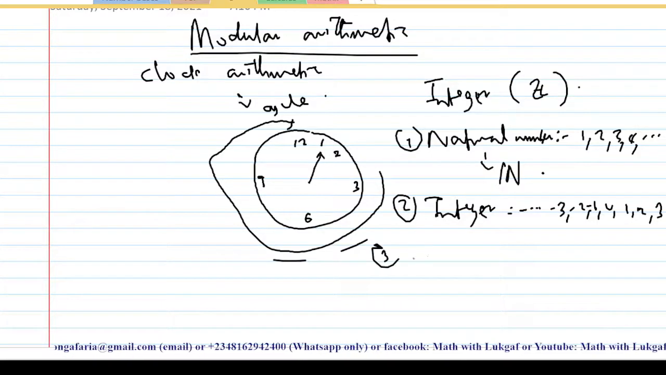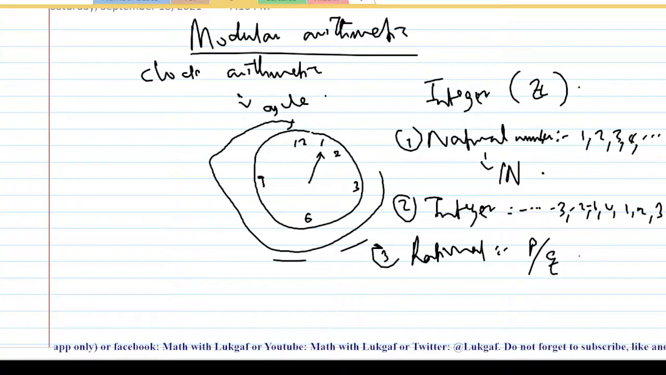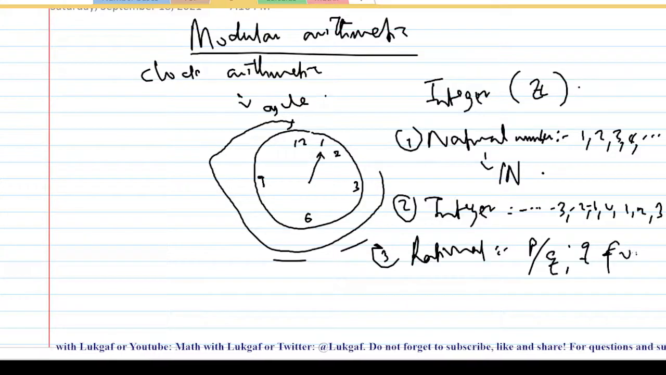Likewise, we have rational numbers, numbers of the form p divided by q, where q is not equal to 0. So in essence, when you are working in modular arithmetic, it is a system of numbers that involves only integers. You cannot get a rational number. What you can only have is an integer. For example, let's say I have 4.